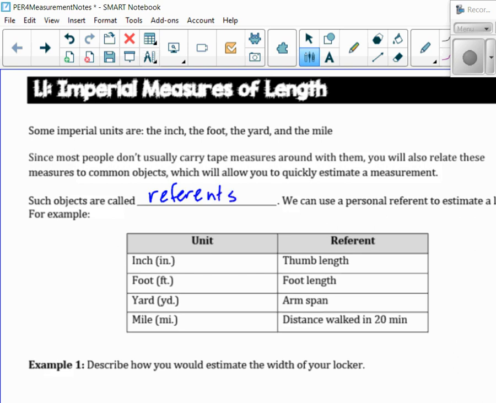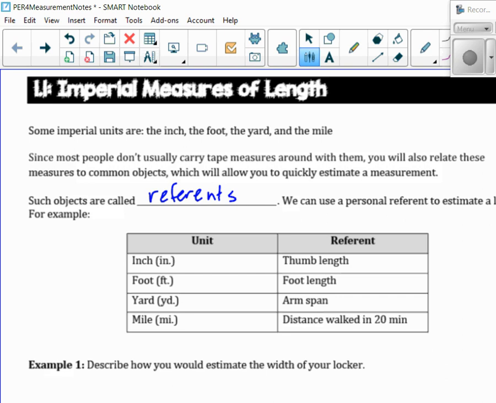We can use a personal reference to estimate a length. So for instance, an inch, if you look at your thumb, I would say an inch is more from your knuckle to, not the entire finger, but from here to here. That would be an inch. They say a foot is like your pace is a foot. Everyone has different sized feet, but this is how the foot length works. I would say more as a pace, but they're saying your foot.